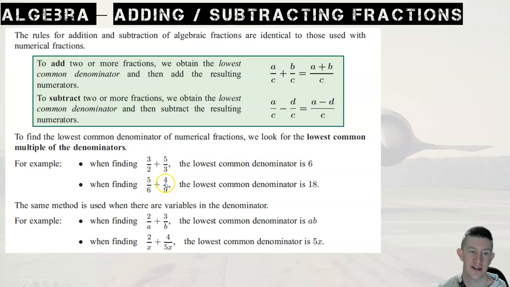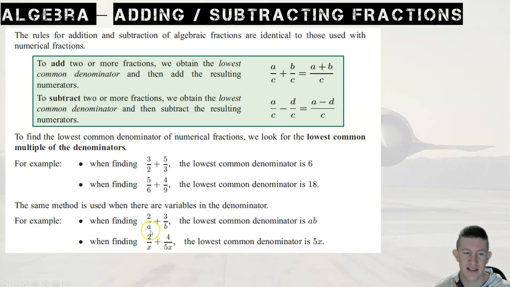Same thing here, if I had 5 on 6 and 4 on 9, the lowest common denominator would be 18. If, for example, though, I had something like 2 on a plus 3 on b, for the lowest common denominator I can't just go, oh, I'll just double it. I'm never going to end up with the same thing. The only option I have is to multiply both denominators by the opposite thing. So I need a b on this side and I need an a on this side. If I times this by b and times this by a, my denominator now becomes ab, which is the same for both. So that's great.